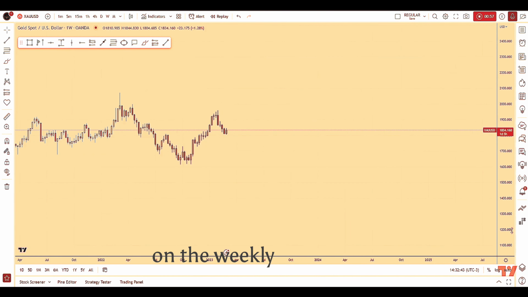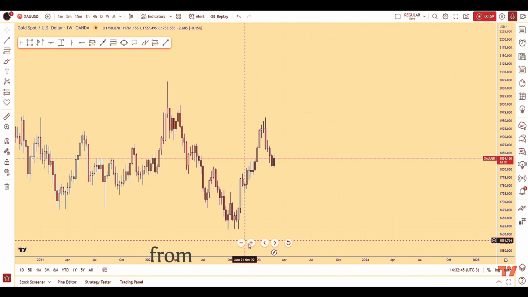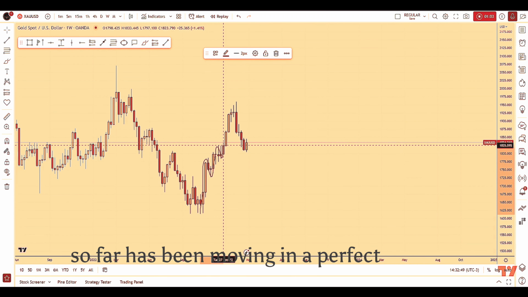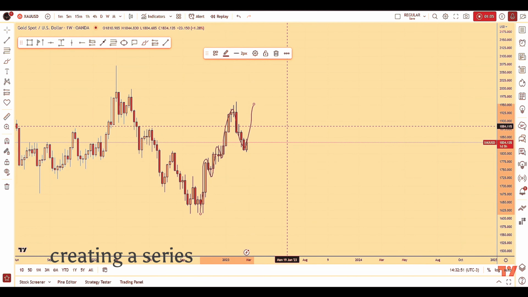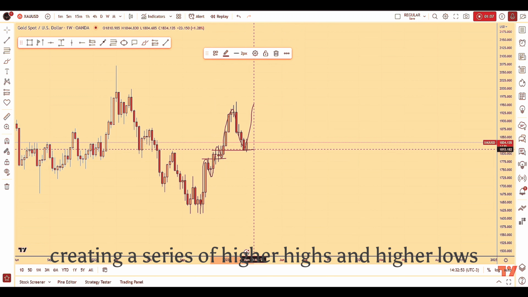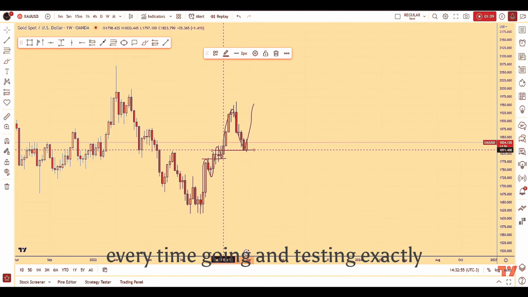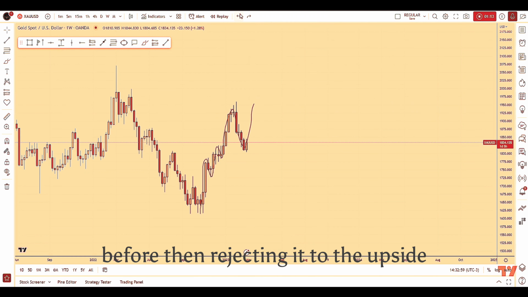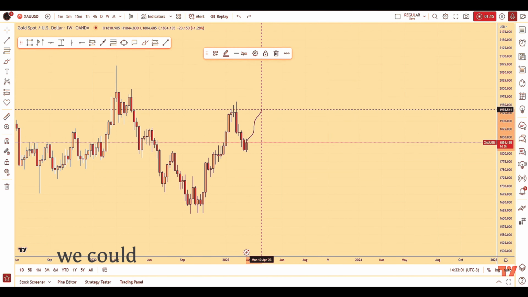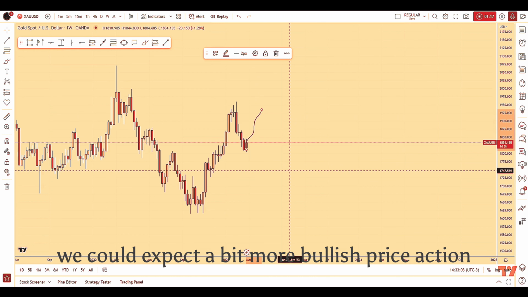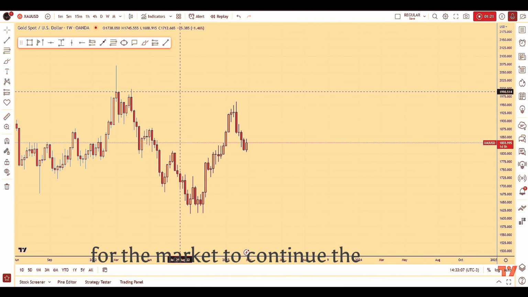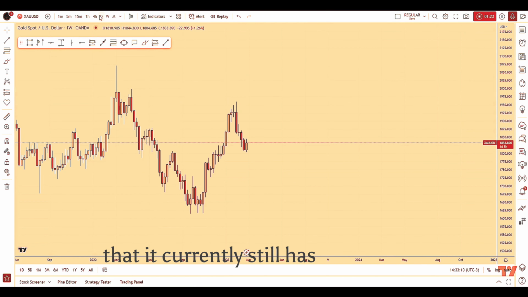Dropping down on the weekly time frame, what do we have? Now, from a weekly perspective, we can notice how the market so far has been moving in a perfect uptrend, creating a series of higher highs and higher lows, every time going and testing exactly the previous resistance turn support before then rejecting it to the upside. So in a situation like this, we could expect a bit more bullish price action to be developed away from this zone for the market to continue the uptrend that it currently still has.